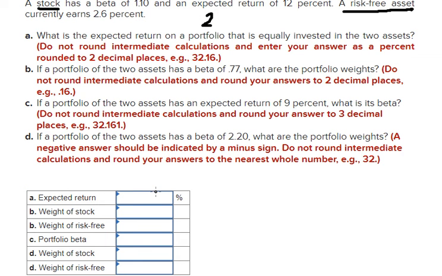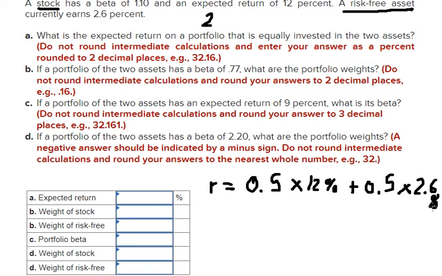To answer the first one, we have R equals, we know that this is equally invested. That means the weight of the stock is 0.5, which is 50%, and the rate of return is 12%, plus the weight of number 2, the risk-free asset, which is 0.5, multiplied by 2.6%. If you calculate, we have about 7.3%.